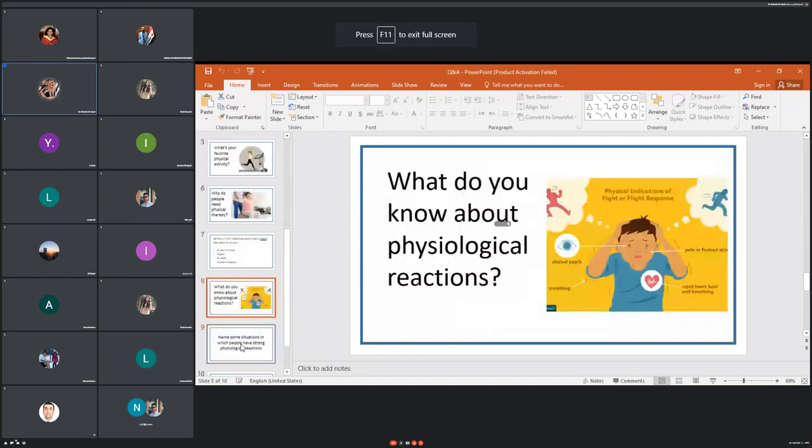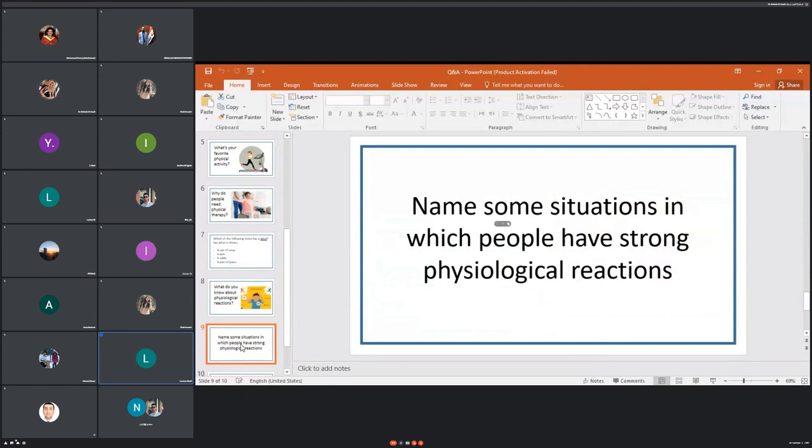Now, what do you know about physiological reactions? We talked about reactions, right? Yes, like wow. Now, last slide for today, because we have spent an hour and a half. Name some situations in which people have strong physiological reactions. What do you think? Getting angry. Yes, very good. What else? Competition, doctor. Competition, please. Yes, go ahead.